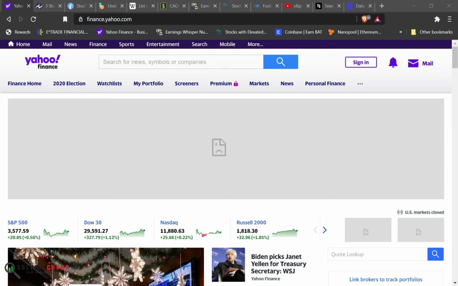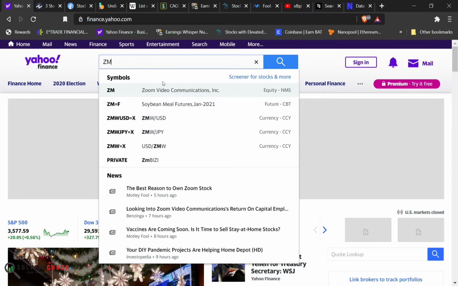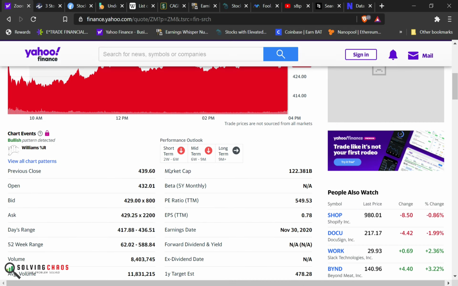So for my next pick, these may be more controversial. I still like several of the work from home companies that I think could be added to the S&P 500. Now, whether or not I think they will be added is not because I like them, but I think one of the most obvious choices is Zoom. Now, I don't want to say I don't like Zoom.